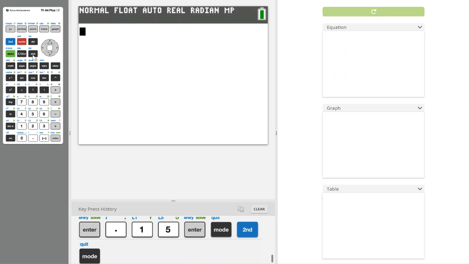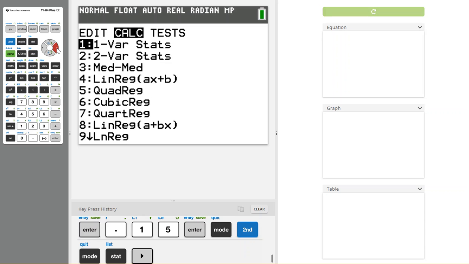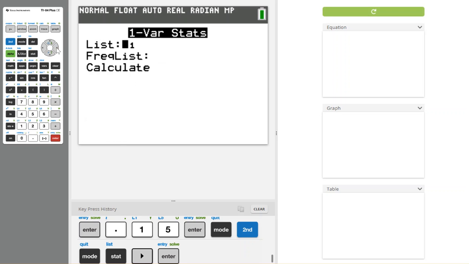Now we're going to go to stats, and we're going to scroll to the right to calc. Since mean, standard deviation, all this is one variable stats, we're going to select one variable stats here. So under list, you're going to write the list that you stored the values your random variable will take on.